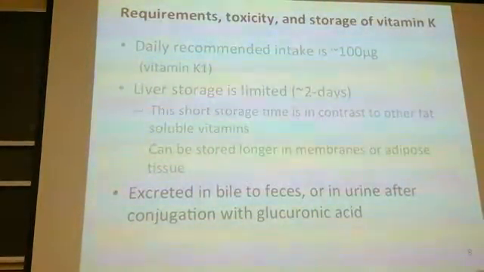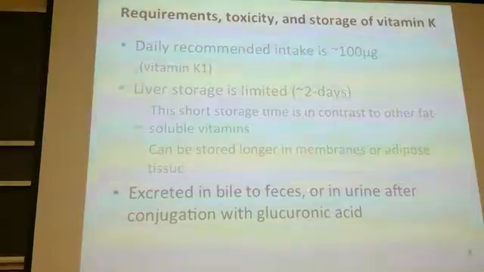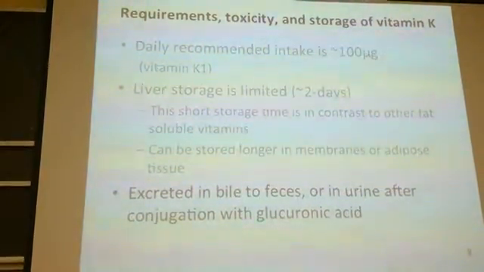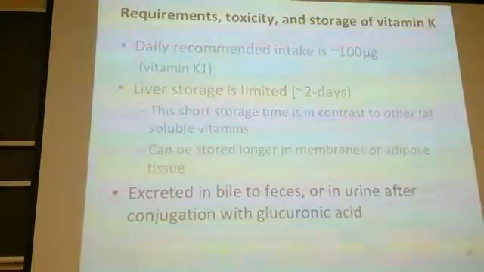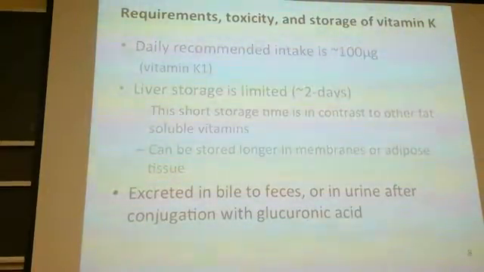So we can excrete this through bile, which would then go out in our feces, or we can secrete this in the urine after conjugation with glucuronic acid. And just recall that the other molecule we talked about that's secreted with glucuronic acid conjugation would be heme, right? So the bilirubin, biliverdin also can be conjugated with glucuronic acid at the end of the secretion.